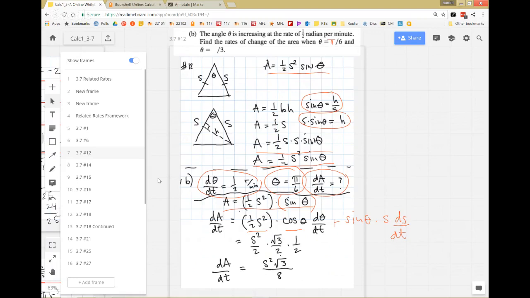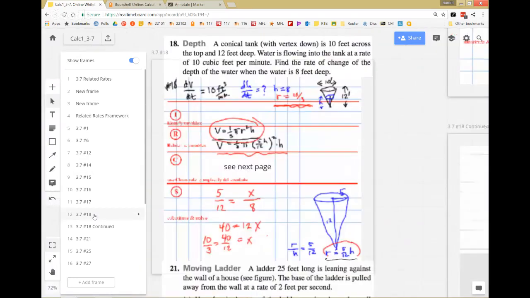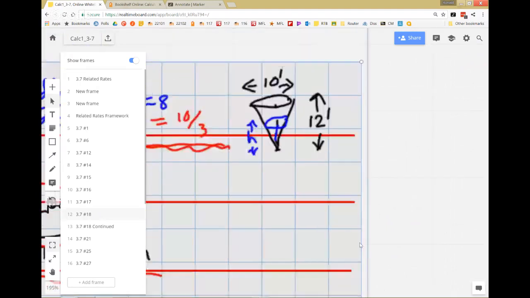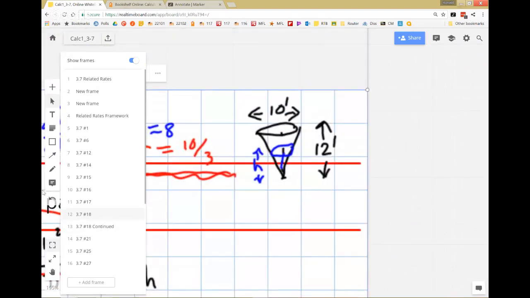Okay, so let me get back in my order here. Have we finished 18? Did we do 18? No. We talked about 18, I think, yesterday, but we only got part way done. So let's pick up 18 again. It's up on the top there. A conical tank with vertex down is 10 feet across the top and 12 feet deep. So that's this first drawing here. Let me just blow it up. Whoops.